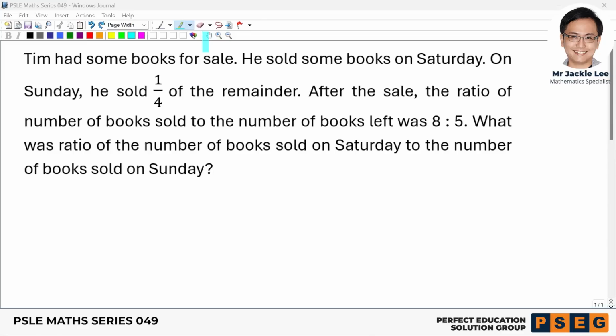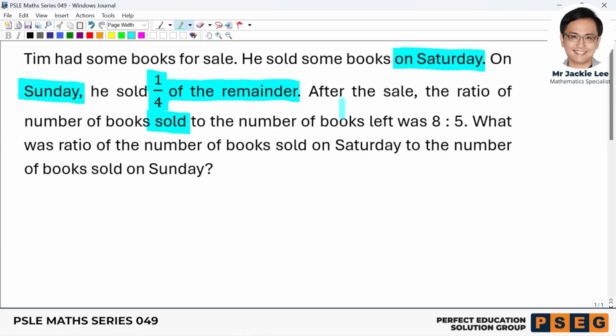We have Tim here selling some books on Saturday. Then on Sunday, he sold 1/4 of the remainder. Then after that, the number of books that were sold versus left behind is 8 to 5. Okay, the question is simply asking, between Saturday and Sunday, the number of books being sold, the corresponding ratio, right?